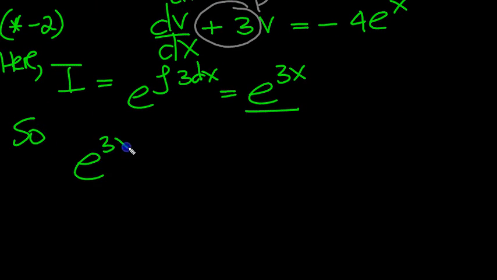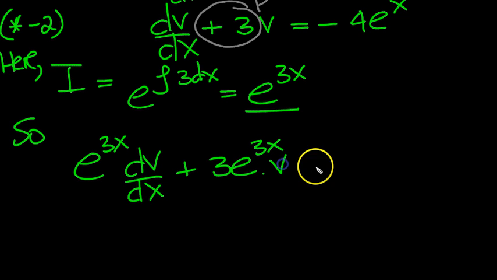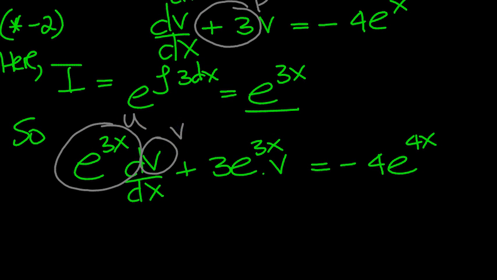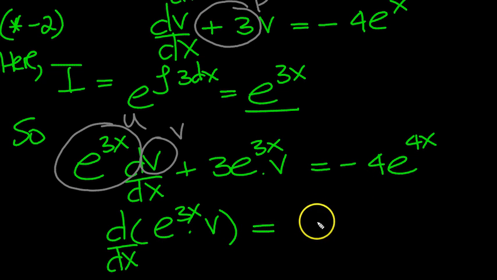So we get e to the 3x dv/dx plus 3, I'll put it in the middle, e to the 3x times v equals minus 4 e to the 3x times e to the x. You add the powers, so you get 4x. So we get this. Circle u and v. Here's u. Here's v. And now let's write du/dx of u and v. e to the 3x times v is equal to minus 4 e to the 4x.